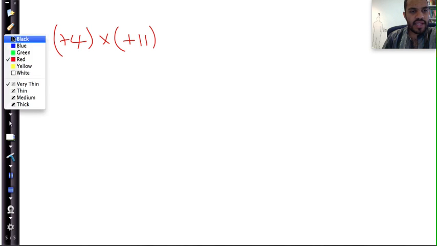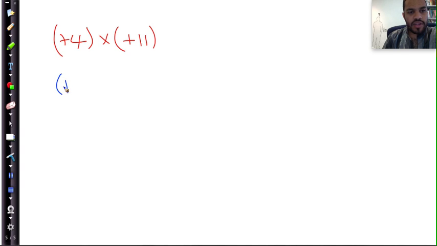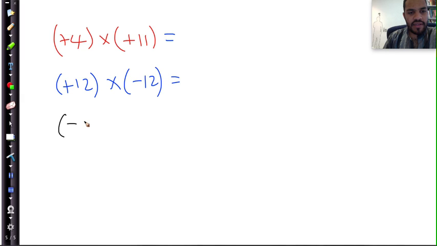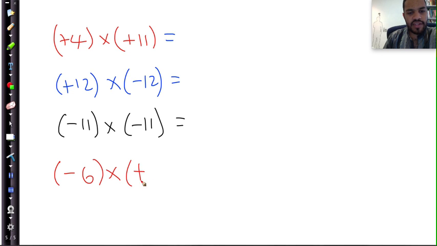Okay, so let's look at a few more examples of multiplying integers. Let's make it 4 and 11, and make both of them positive, right? And let's take another number, let's make it positive 12 multiplied by negative 12. And then let's take another one. I expect you to do them in the meantime. Negative 11 multiplied by negative 11. Okay, and then finally one more. Let's take negative 6 multiplied by positive 8.